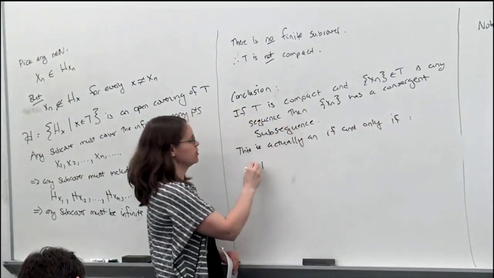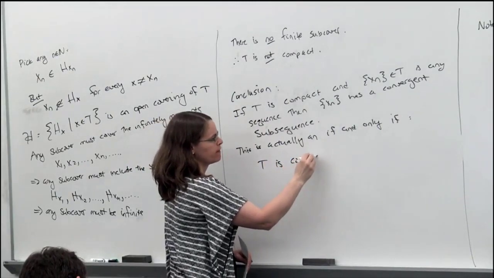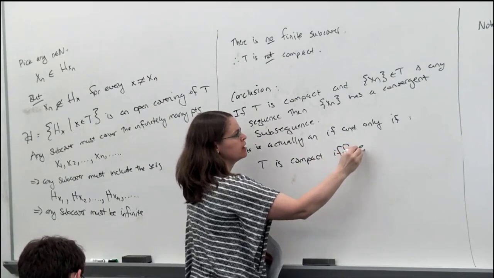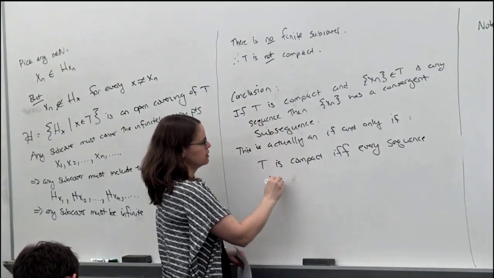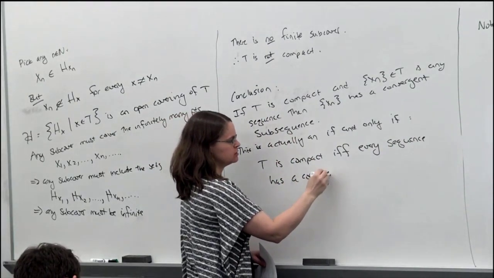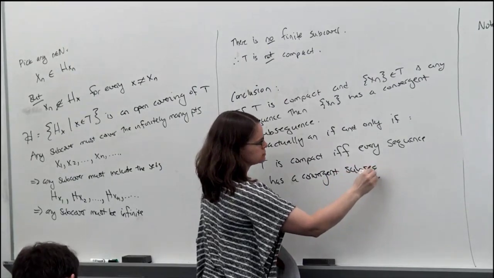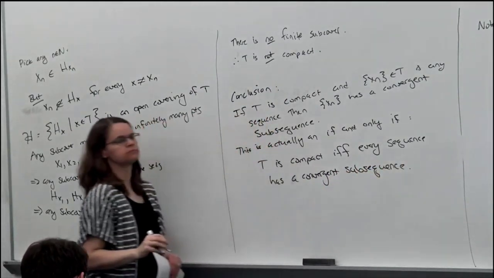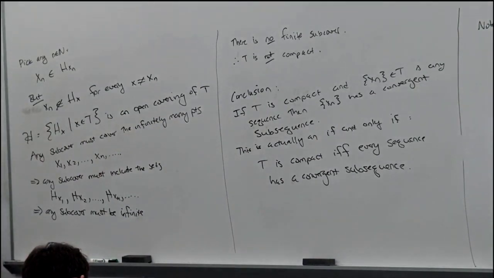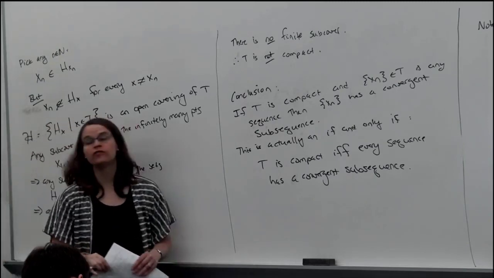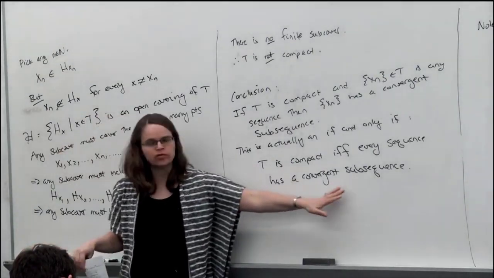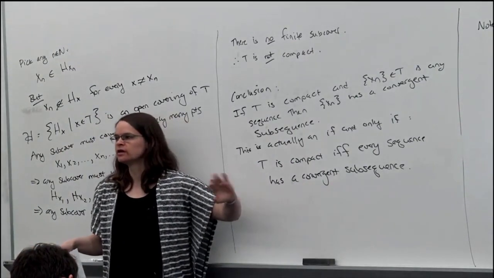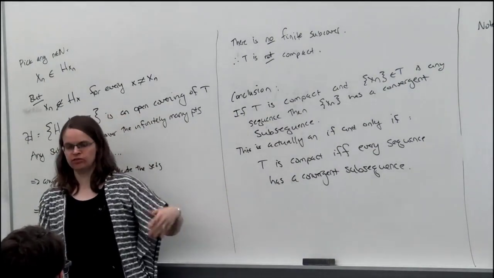Okay, so T is compact if and only if every sequence has a convergent subsequence. So if you have to show something is compact, Heine-Borel is how we defined it. This is an equivalent characterization. You could show that given any sequence, you can extract a convergent subsequence. That would prove compactness.